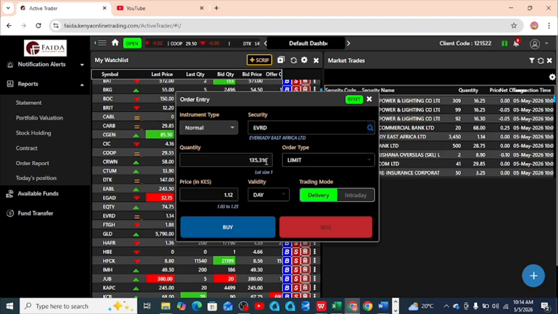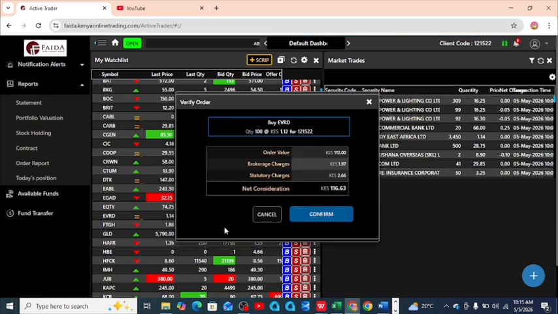Then the quantity which I want to buy is 100 shares at market cap. In case you want to do long-term trading, you can choose delivery, but in case you are a daily trader, you can choose intraday trading. Then after I'm sure I have done everything correctly, I can choose to buy.